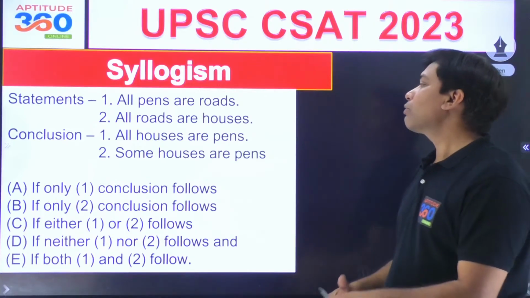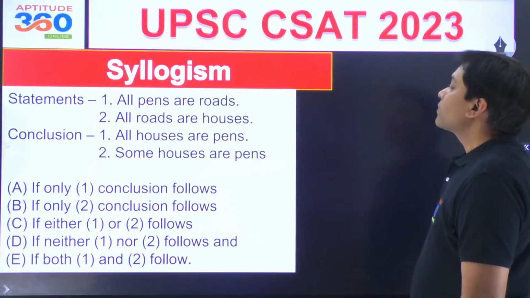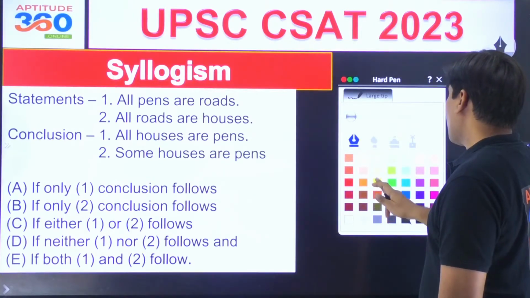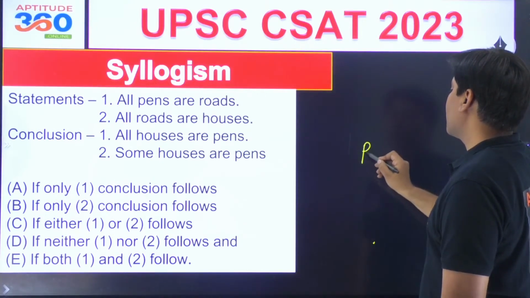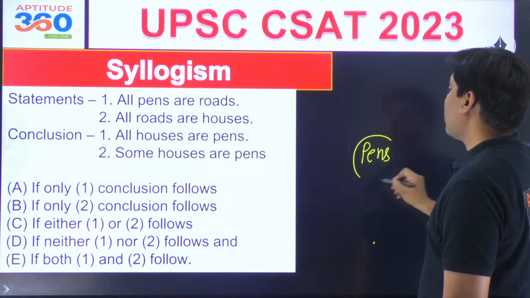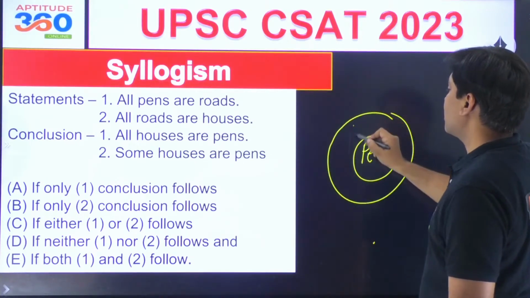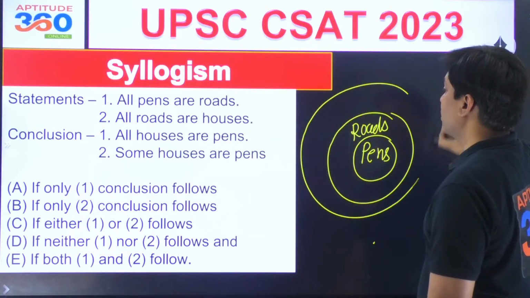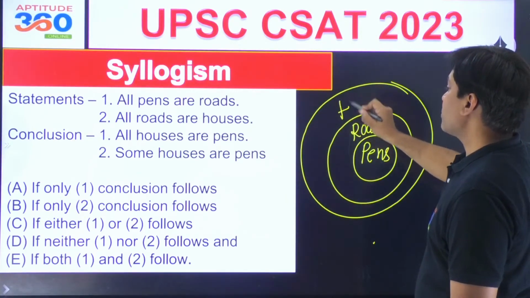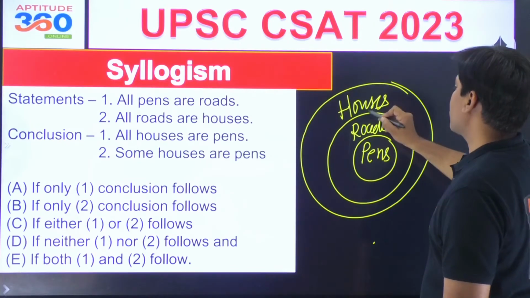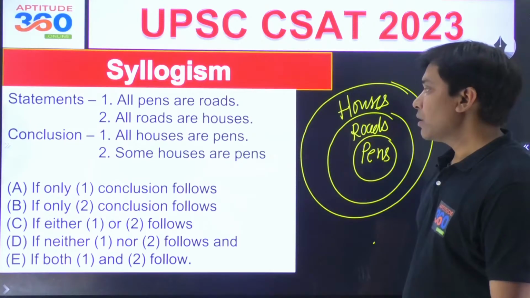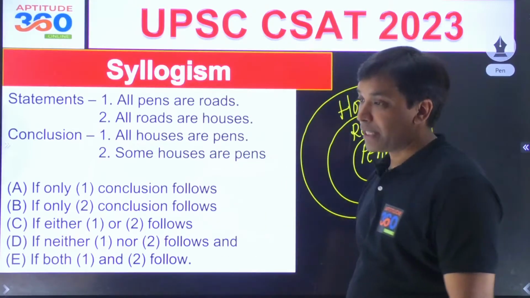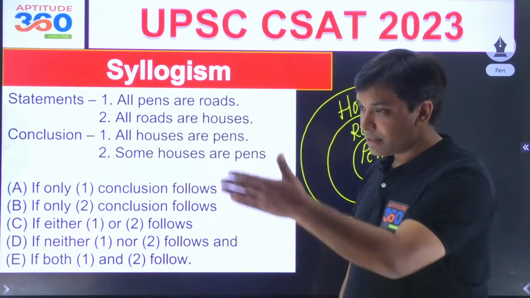All pens are roads. How do you make this diagram? All pens are roads, and all roads are houses. What conclusion holds true over here? All houses are pens.